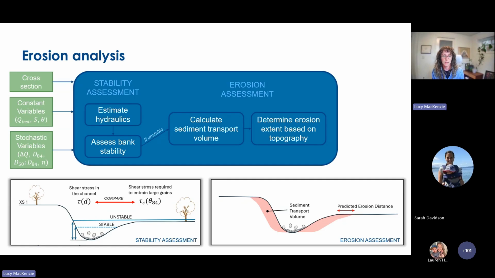First, the volume of sediment that can be transported by a given discharge is calculated. Next, that volume is converted into an erosion distance based on the topography of the cross-section. When iterated, this component of the model produces a distribution of modeled bank erosion extent.